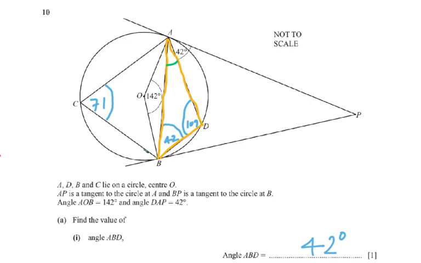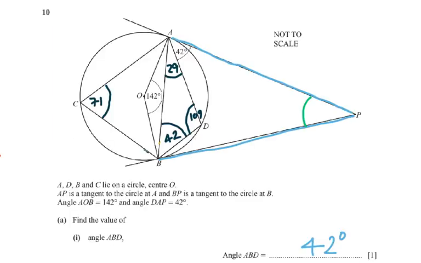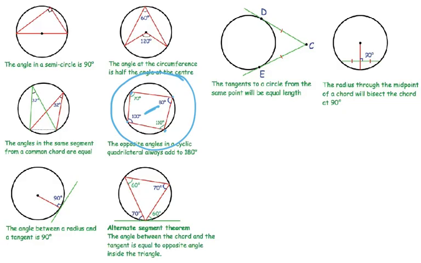That angle there in green, BAD, is just angles in a triangle. So we know two of the angles, 42 and 109, so we just subtract from 180, and we get 29 degrees. The next one is angle APB, which I've highlighted there in green, and for this one we can use this circle theorem: the tangents to a circle from the same point will be an equal length. So this creates an isosceles triangle, which I'll show you now.